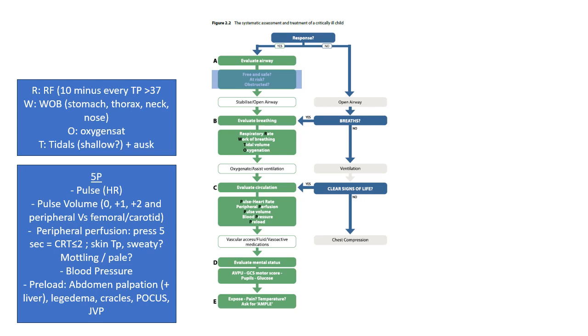Okay. Then the five P's, there's the pulse, the heart rate, so the pulse frequency. And there's the pulse volume, meaning that you check the peripheral pulses and the central pulses and see if they are either absent, that's zero, or if they're full, that's two, and if they're somewhere in between, that's one.